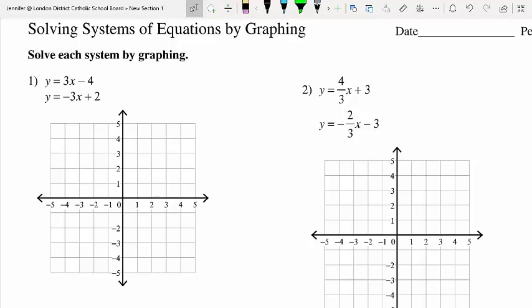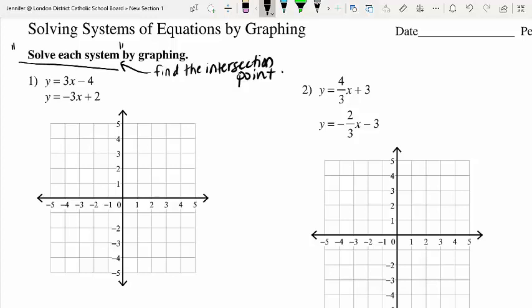So I'll do the first few examples with you, and then you guys are to finish the rest of this handout. Okay, so when it says solve each system, that just means find the intersection point. Okay, so I'm going to graph this one first. Whenever you're graphing, you want to first make sure it's in y equals mx plus b format. Then your first step is plot the y-intercept. So my y-intercept is your b value, so -4.